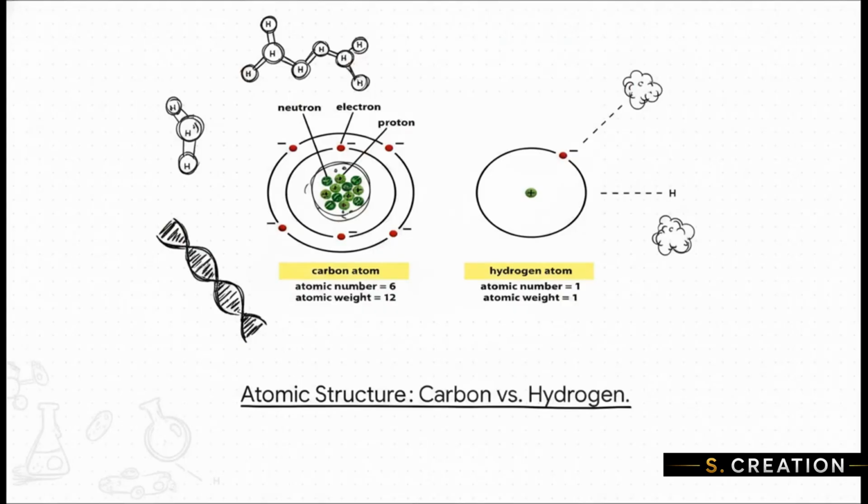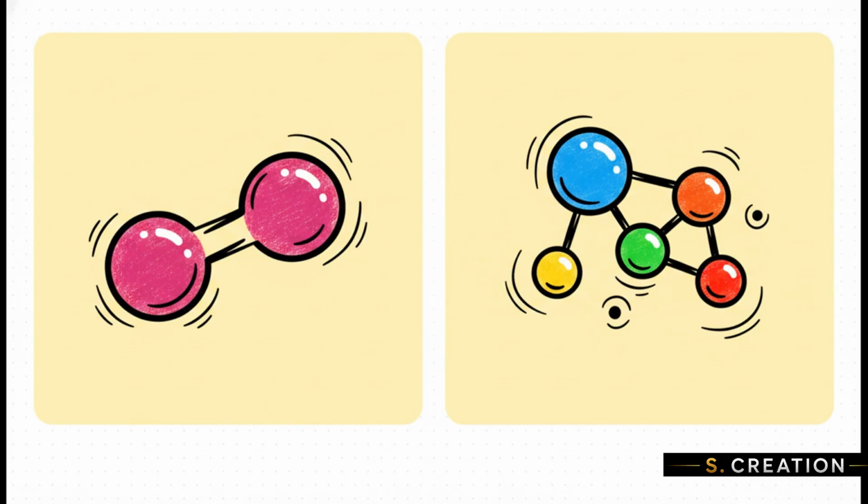To picture this, take a look at the fairly complex carbon atom. It's got its 6 protons and an atomic weight of 12. Now compare that to the incredibly simple hydrogen atom, which has an atomic number of 1 and an atomic weight of just 1. It is pretty amazing to think that these tiny, tiny variations in protons and neutrons create entirely different substances.